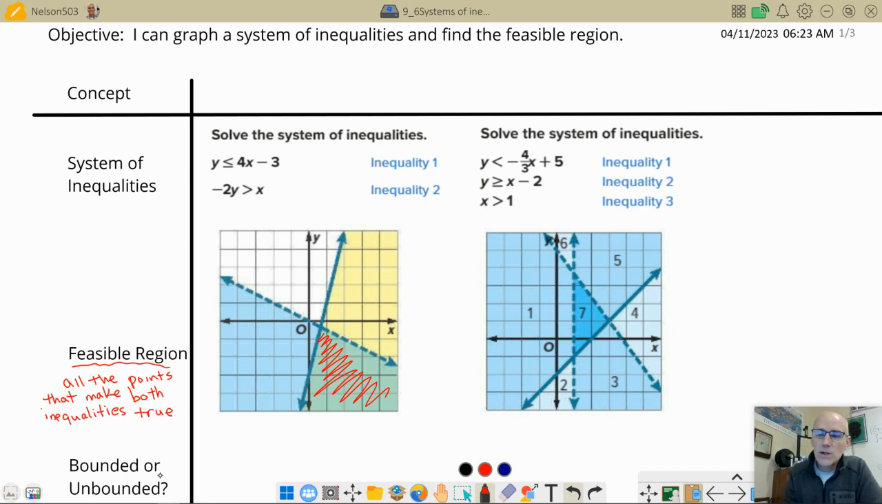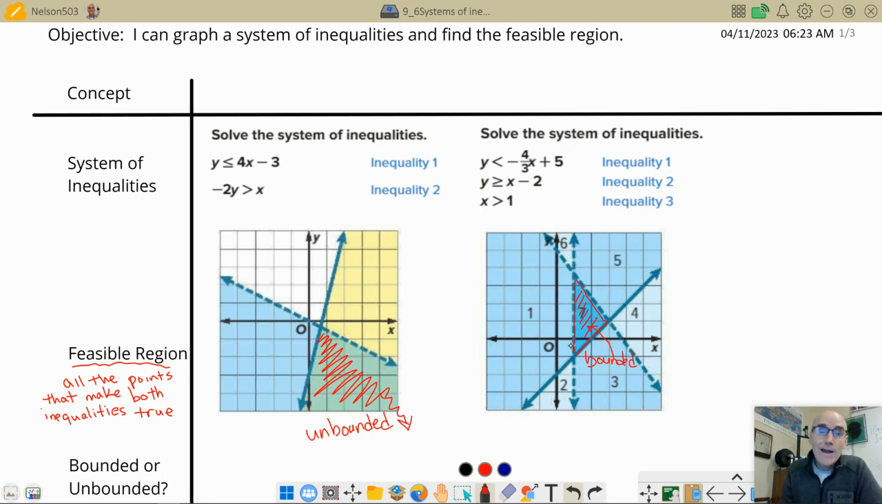Now, that region could be bounded, meaning it could have complete containment. It doesn't go on forever. So here's a bounded feasible region. And then it could be unbounded. This one's unbounded because the points would keep going in that direction. All right, so that's what those two words mean. I would add that to your notes: put the word unbounded here and the word bounded in here somewhere, and then draw a little arrow there.